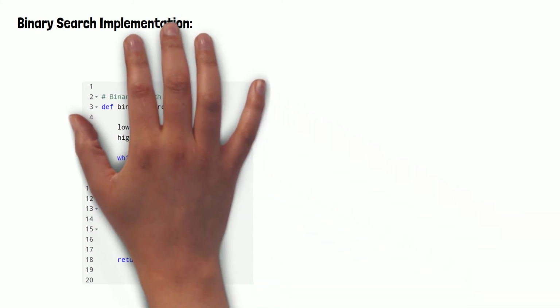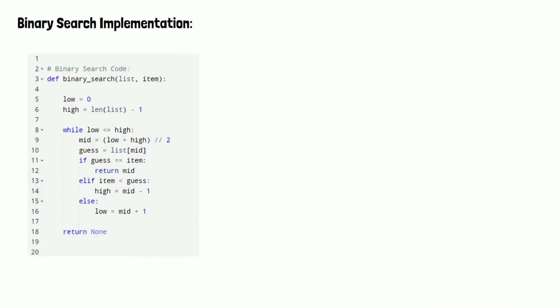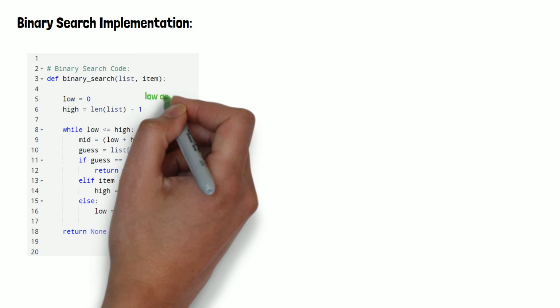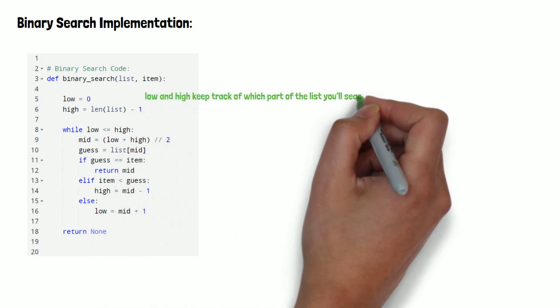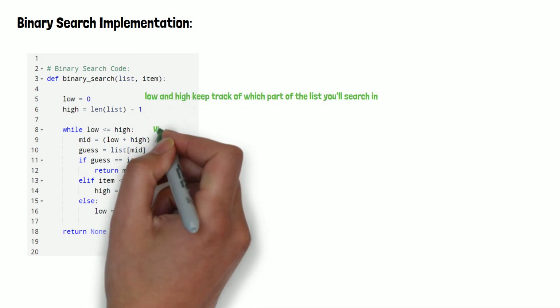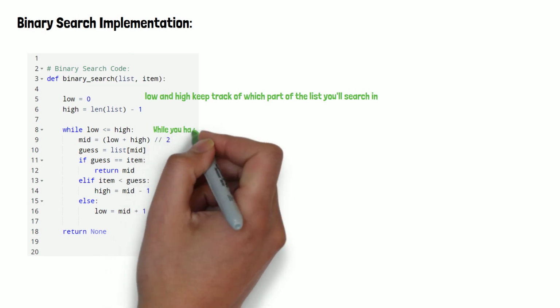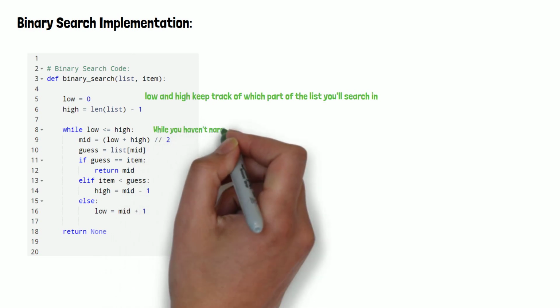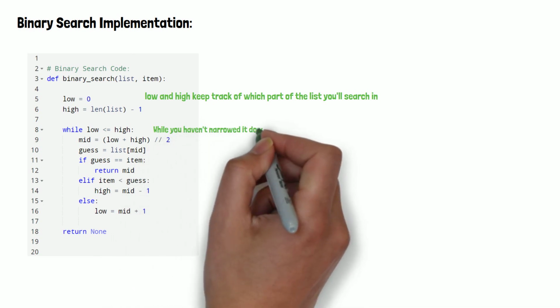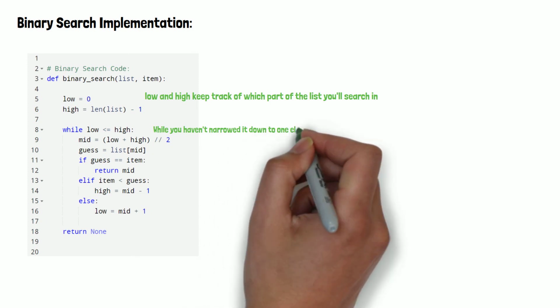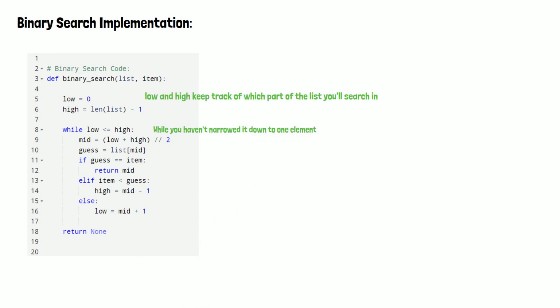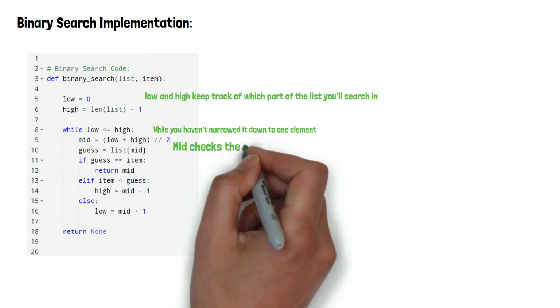Now, here's the full code. In the code, we have low and high to keep track of which part of the list you will search. We use a while loop to run the code as long as low is less than or equal to high, because if low is greater than high, that means the item is not found in the list.